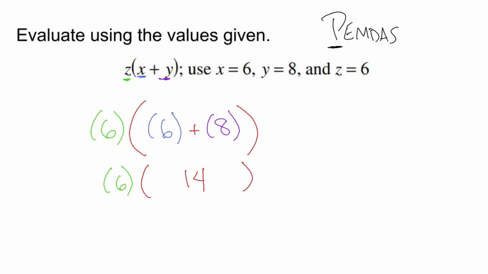Now you go through PEMDAS and you realize, all right, no exponents. All I have to do is just multiply the guy. And multiplying 6 times 14 is going to give me 84. Okay? So whenever you're given an evaluation problem with variables, letters, substitute those numbers in. You're probably going to do some PEMDAS and end up with a number just like that.